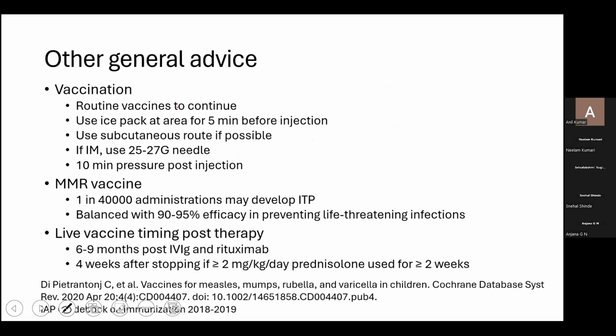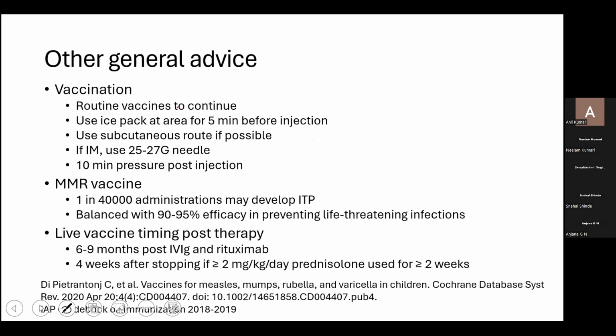And vaccination: routine vaccines should continue. We can use an ice pack at the area for 5 minutes before injection, and use the subcutaneous route wherever possible. But if you have to give an IM vaccine, use a small gauge needle so that you can avoid hematomas. And after injection also, you have to give 10 minutes of continued pressure.